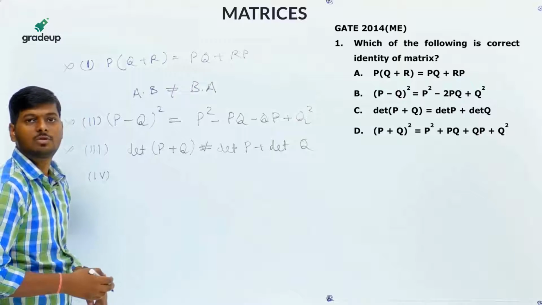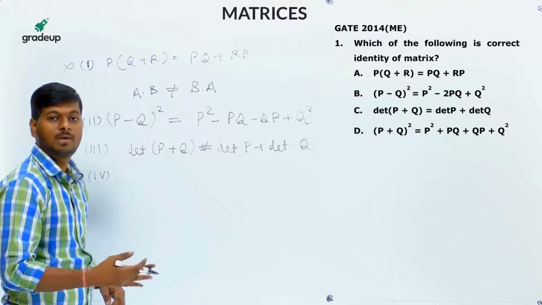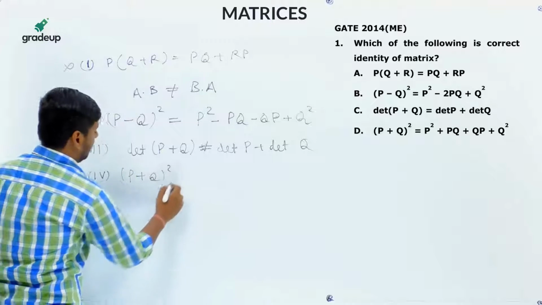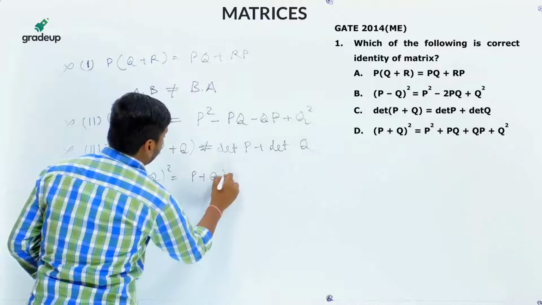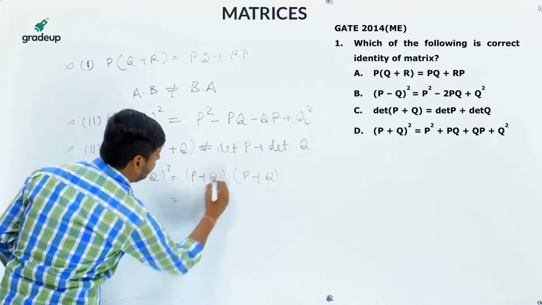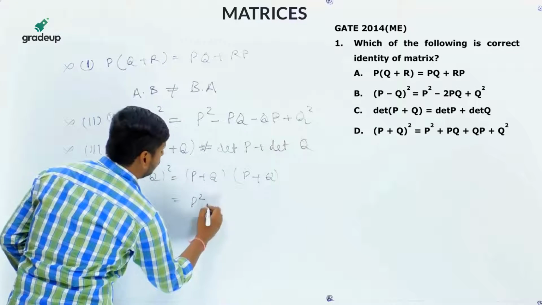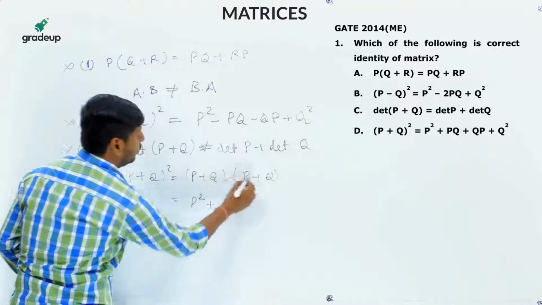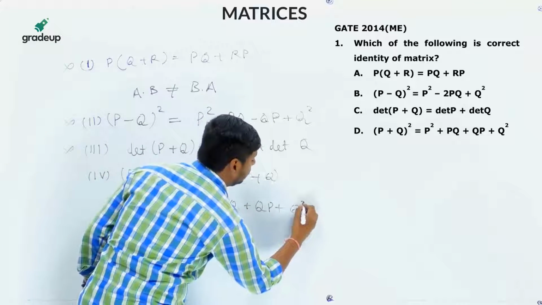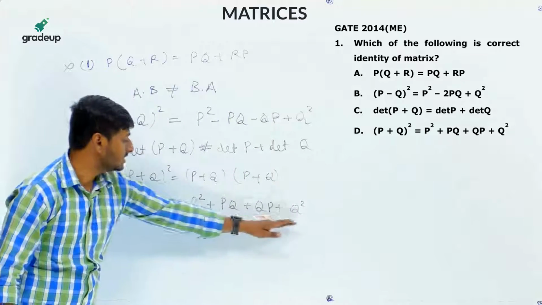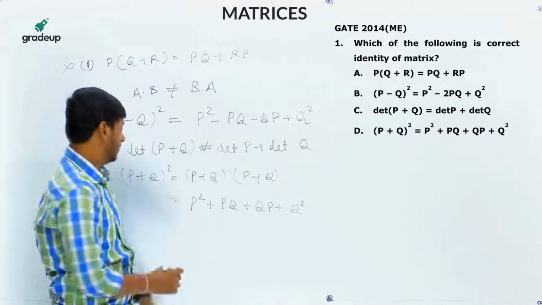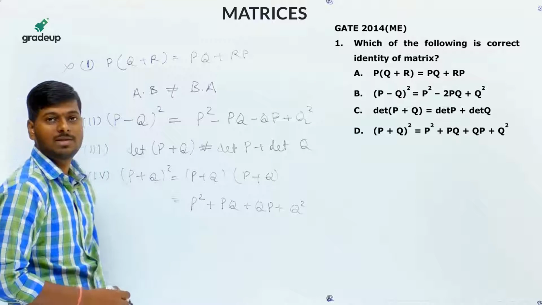We will see the fourth option now. The fourth option is P plus Q whole square equals P square plus PQ plus QP plus Q square. Now we will write P plus Q whole square. We can write P plus Q into P plus Q. This equals P into P, that is P square, plus P into Q, that is PQ, plus Q into P, that is QP, plus Q into Q, that is Q square. So this matches with the fourth option. So this option is correct. We get the fourth option as the correct one.